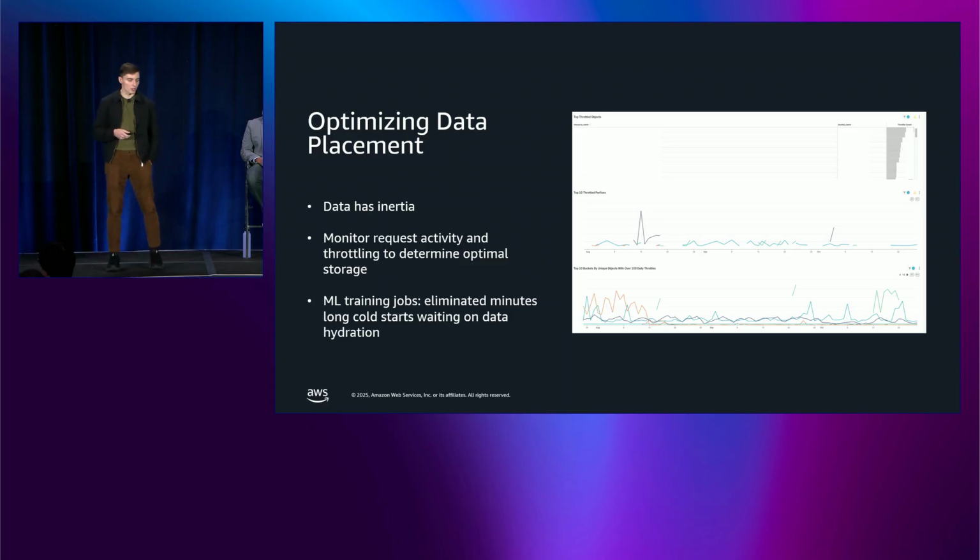So what we did is we looked at the request and throttle metrics from Storage Lens to figure out which applications were having problems. And then we placed them on more performant storage like EBS or FSx Lustre. That eliminated our cold start times, and so we spent a little bit more money on storage and ended up saving money by optimizing for GPU utilization.